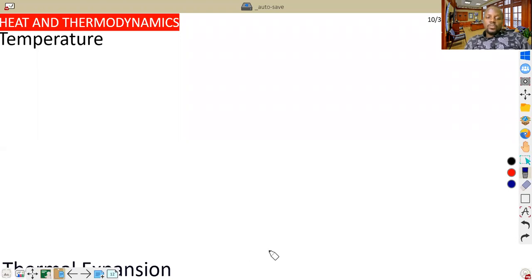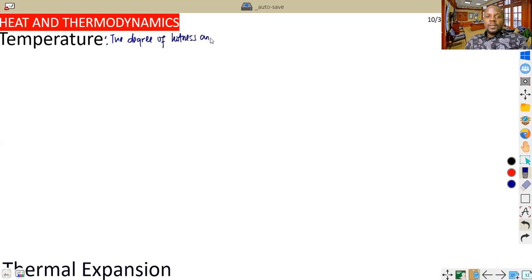Fine. In continuation, still on the topic of thermal expansion, the next thing we want to talk about is temperature. Now, in our early or junior classes, we have learned a lot about temperature. In fact, we define temperature as the measure of the degree of hotness and coldness of a body.